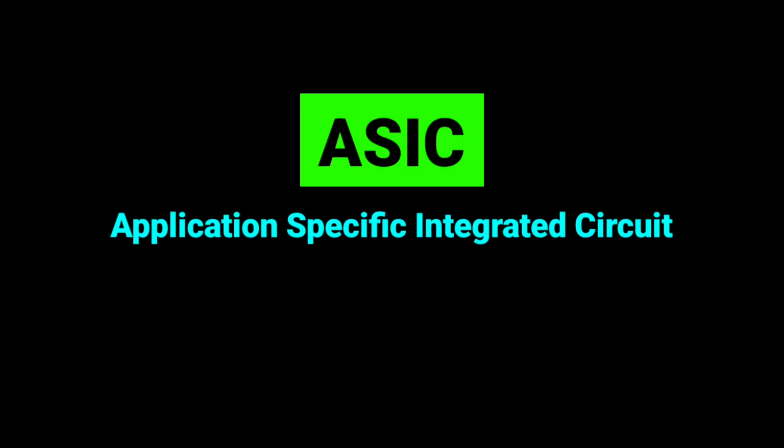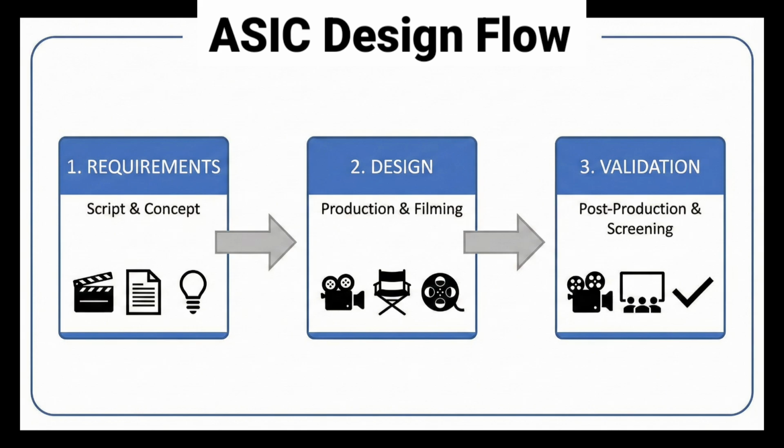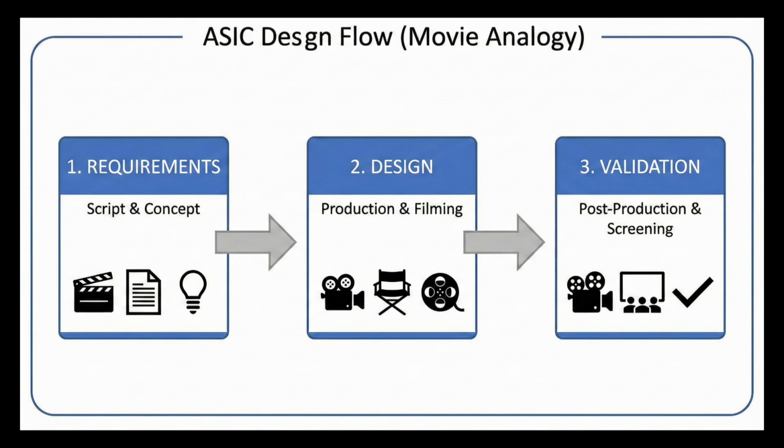Now that we know what an ASIC is, let's see how an ASIC is actually built. The ASIC design flow is like making a movie. There's pre-production, production, and post-production. Similarly, ASIC flow is divided into three big stages. First one is requirement and specifications. Second is design and verification. And third one is validation, which is post silicon. Inside these stages, a lot of things happen. Let's go step by step and understand each one.